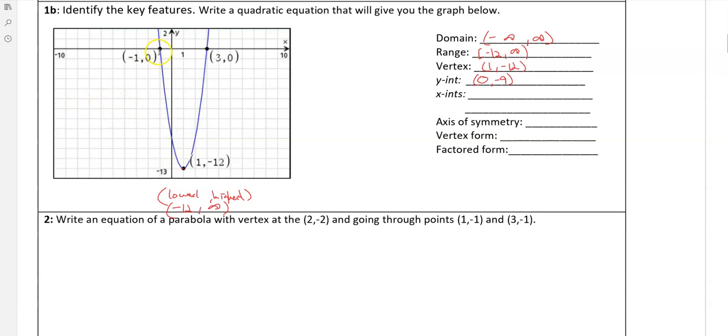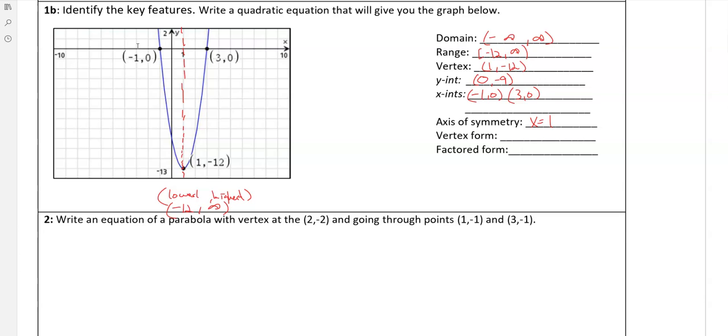The x-intercepts are negative 1 and 3 right here. They give us those very clearly. So that would be negative 1, 0, and 3, 0. All right, our axis of symmetry is right here in the middle, and that is the x value of the vertex. So that would be x equals 1. So let's find the equation now.